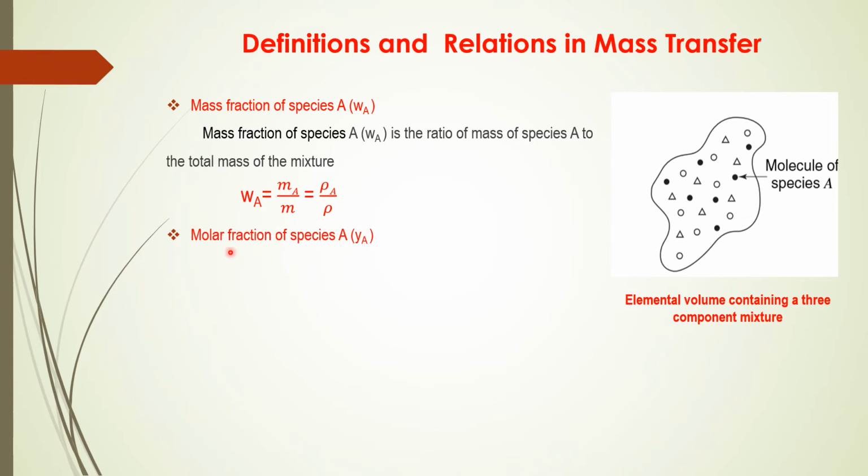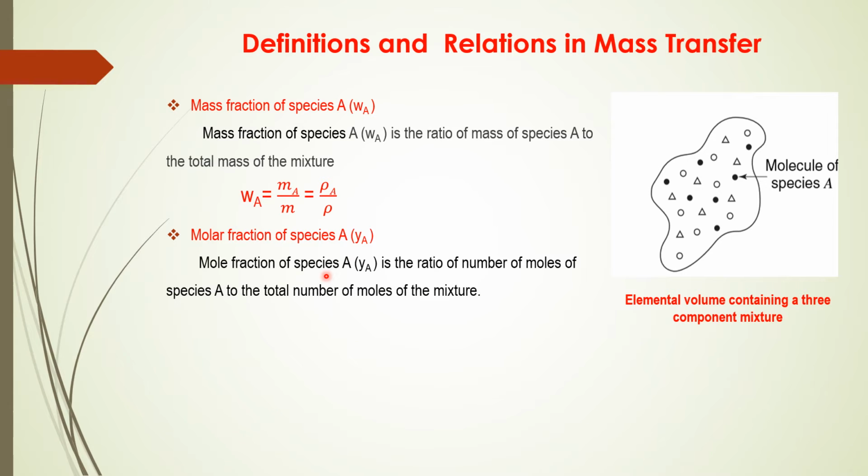Next is molar fraction of species A. It is represented by Ya, and the molar fraction of species A is the ratio of number of moles of species A to the total number of moles of the mixture. So Ya can be written as Na by N. The same way it can be written as Ca by C.